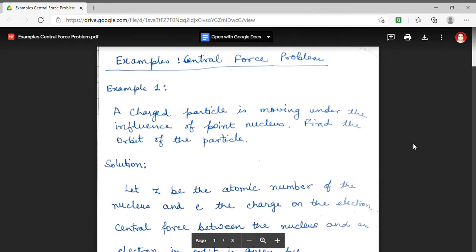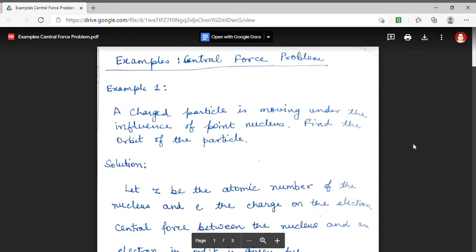In my previous lectures of classical mechanics of MSc previous physics, I have discussed the central force problem. In the central force problem, we have derived the three Kepler laws of motion. On the basis of these Kepler laws, we are going to discuss examples. So, first of all, before starting the examples, I am giving a brief review of Kepler laws.